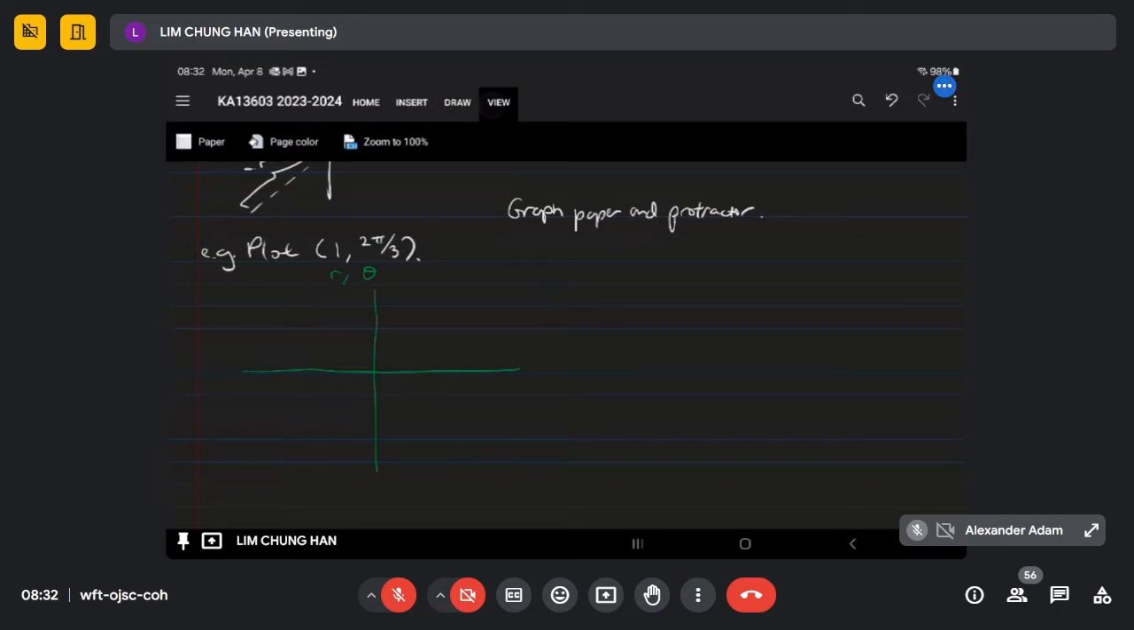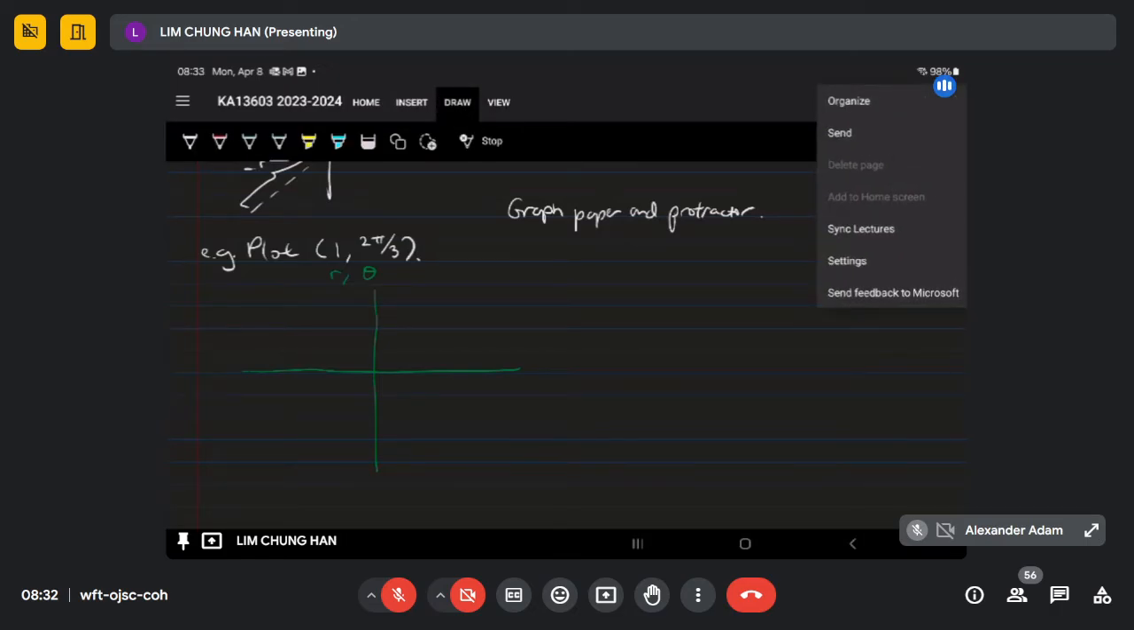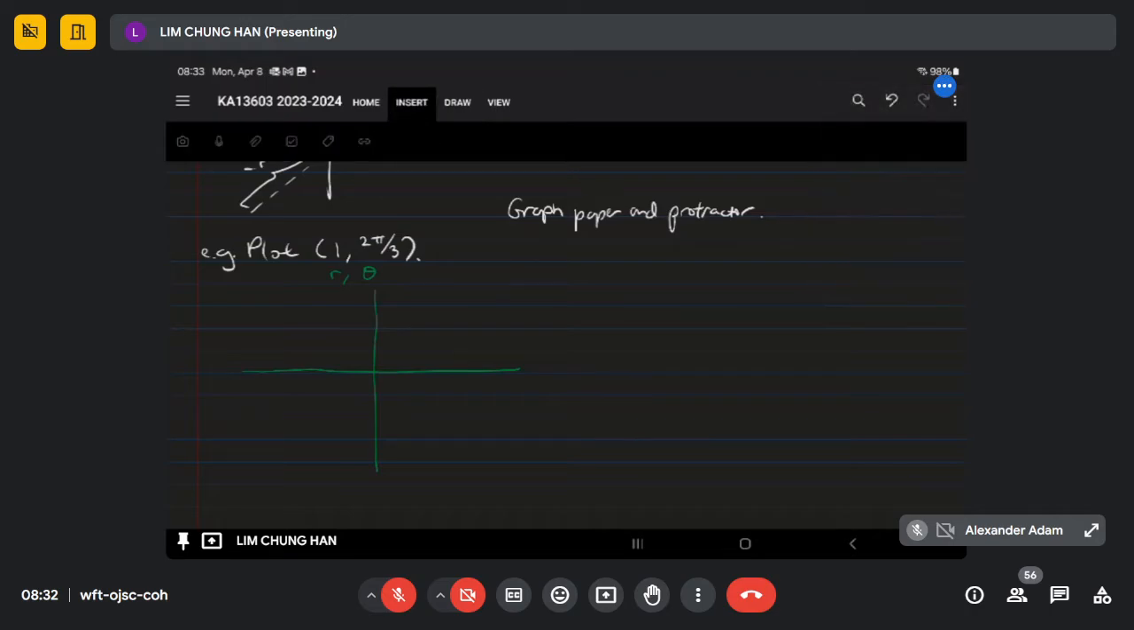I used to have a protractor here on these apps, but it's gone. Never mind. You take your protractor out.